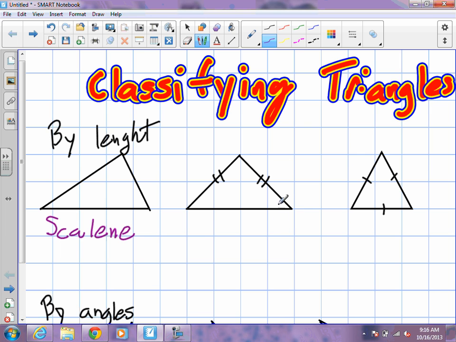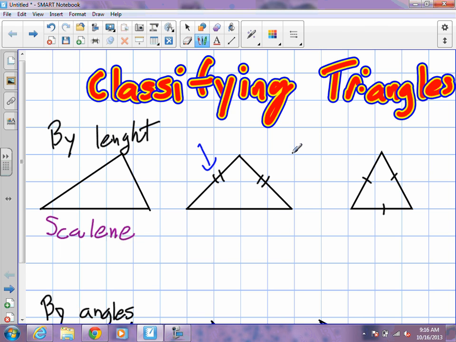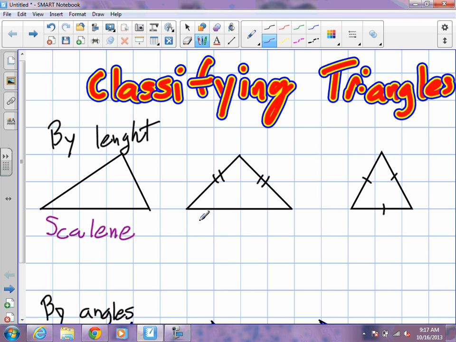When we have a triangle that has two side lengths that are identical and the third one being different, that's right, it's called an isosceles triangle. So this is, like we said, an isosceles triangle.